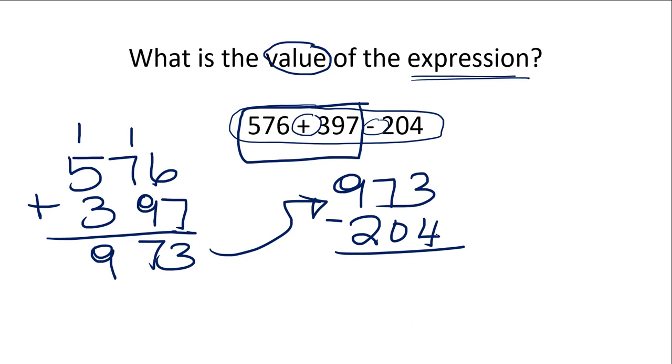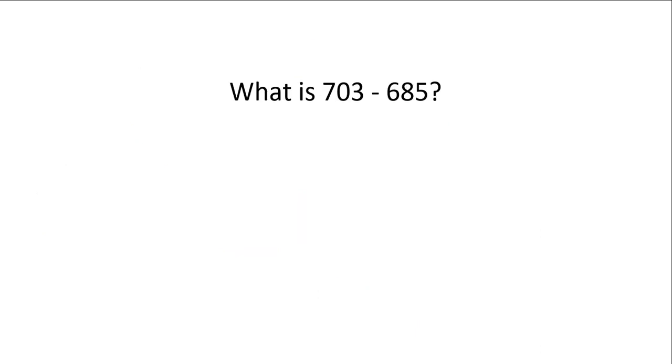I can't do that. I have to regroup actually. So the 7 in the tens place now becomes a 6. My 3 becomes 13. What is 13 minus 4? Good, 9. And then 6 minus nothing, 6. 9 minus 2, that is 7. So my answer is 769. All right, on to the next one.